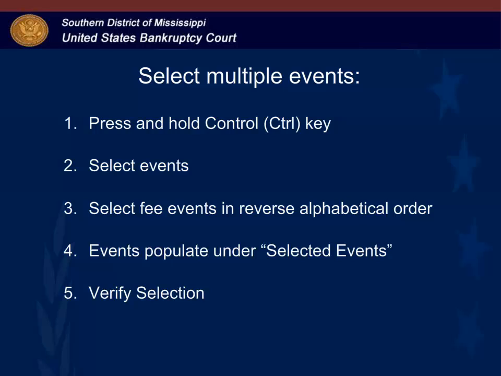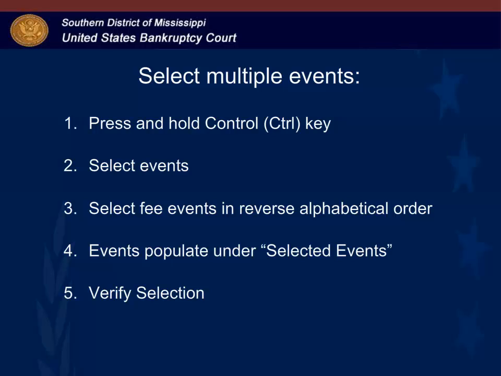If your motion seeks multiple relief, you may be required to select multiple docket events. A common example of this is a motion for relief from stay, co-debtor stay, and abandonment. This motion requires 3 filing events, and you will select each event while holding the Control key.